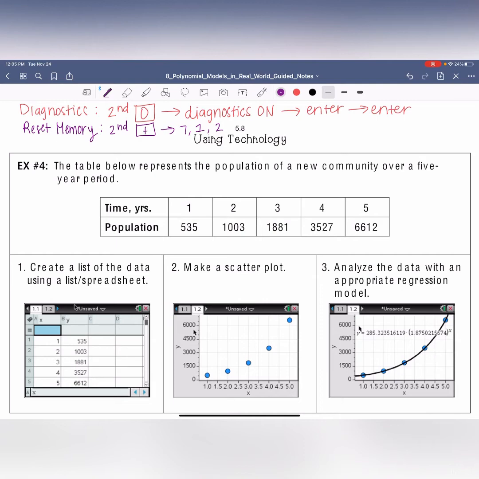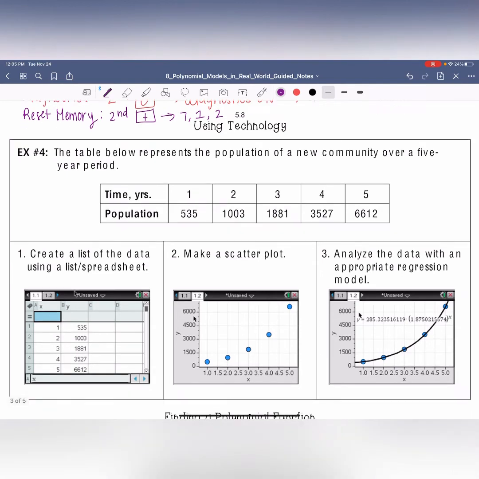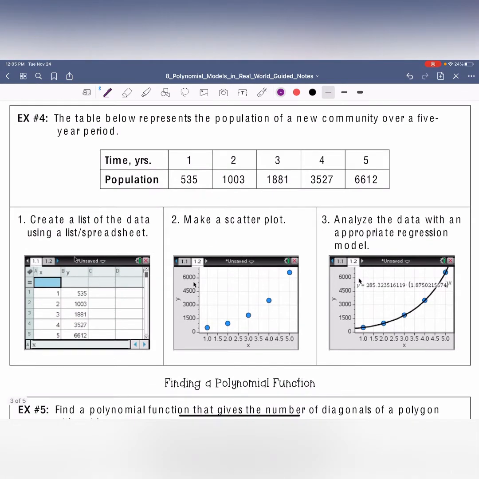So the first thing we want to do is type in this data. So I'm going to write the directions right here. You're going to hit the button that says Stat, and then you're going to go to the part that says Edit, and then we're going to edit list 1 and list 2. So in list 1, we'll do 1, 2, 3, 4, 5. In list 2, we'll do the population numbers.